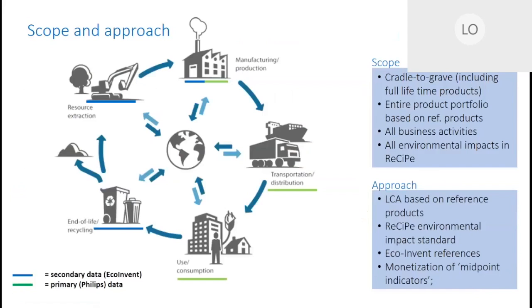Okay, so what is the scope and the approach? You can see the whole life cycle with resource extraction and manufacturing, and all the way around. Crucial is that, where possible, we relied on primary data. So we did the cradle to grave, we did the entire portfolio, we used reference products. I'm not sure if everyone knows the Philips portfolio, but on one hand, we have coffee machines, espressos, baby bottles, but also large medical devices, MR machines. So we have a huge, widespread portfolio. We covered all the business activities and all the environmental impacts. We did it in ReCiPe, and the approach was LCA based on reference products, and then where possible primary data, or otherwise secondary data from the ecoinvent database.